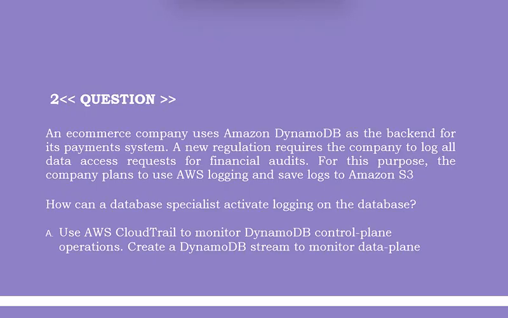Question: an e-commerce company uses Amazon DynamoDB as the backend for its payment systems. A new regulation requires the company to log all data access requests for financial audits. For this purpose, the company plans to use AWS logging and save logs to Amazon S3. How can a database specialist activate logging on the database?